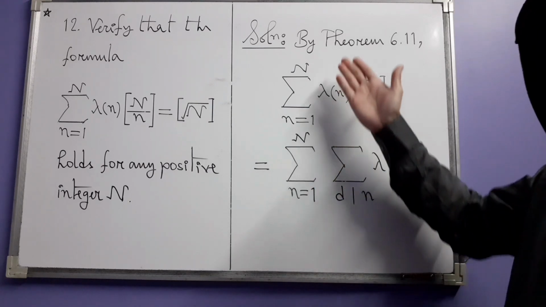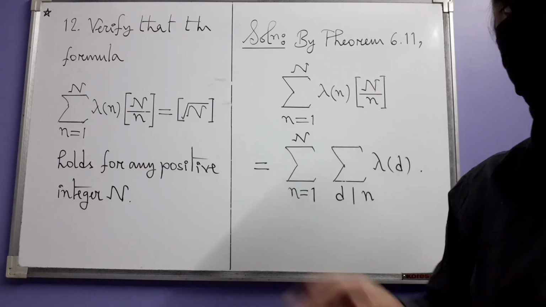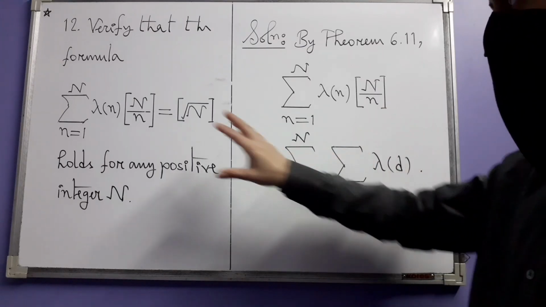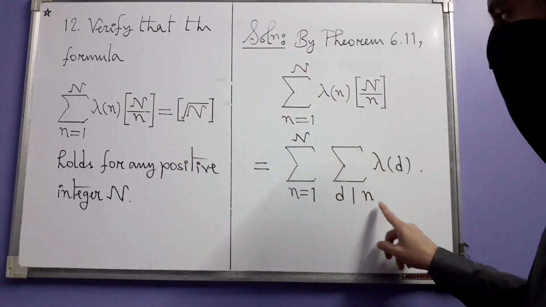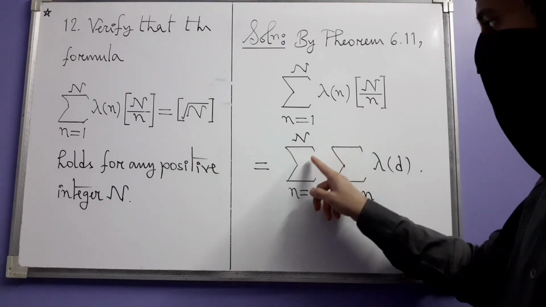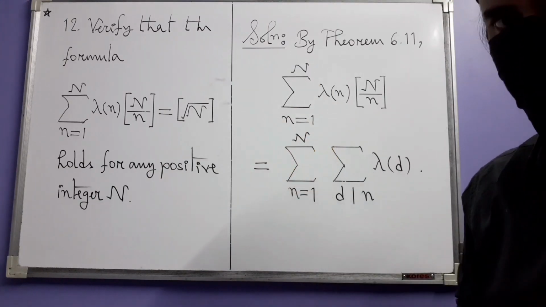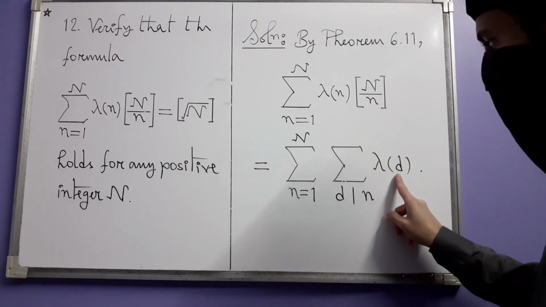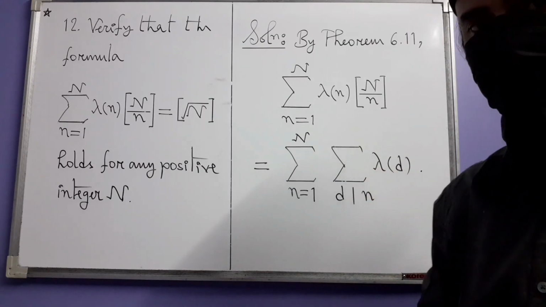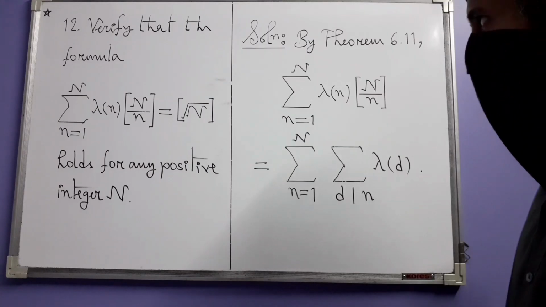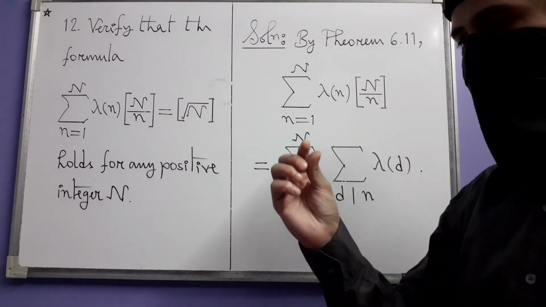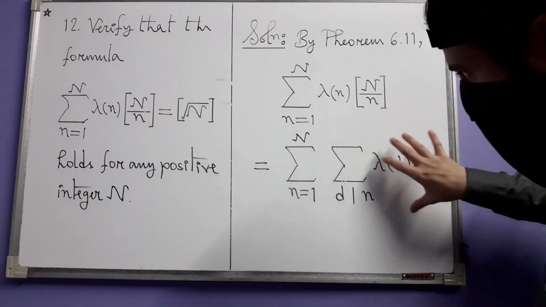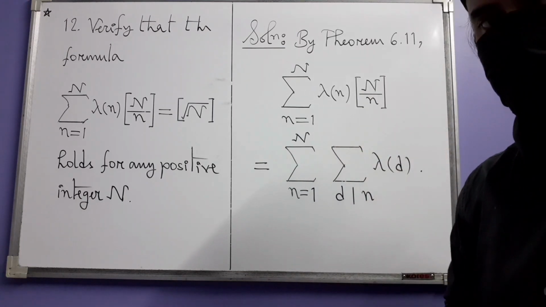We start the solution by applying theorem 6.11. You go and see the statement of the theorem, you will understand how. By this theorem, the left hand side equals this double summation. The outer sum of course is the one that we have here, and along with that the inner sum is the summation of lambda of d as d varies over all the positive divisors of n. In this theorem, you will see a function capital F. In this case, that capital F is this inner sum.